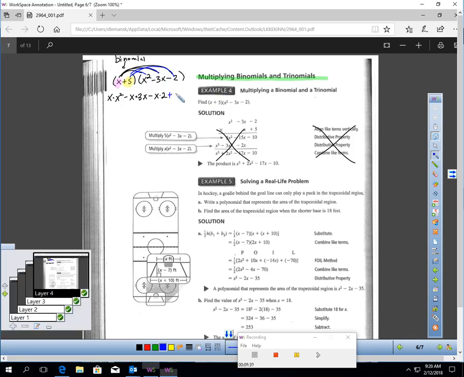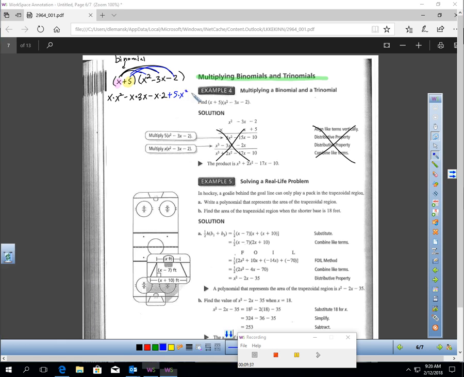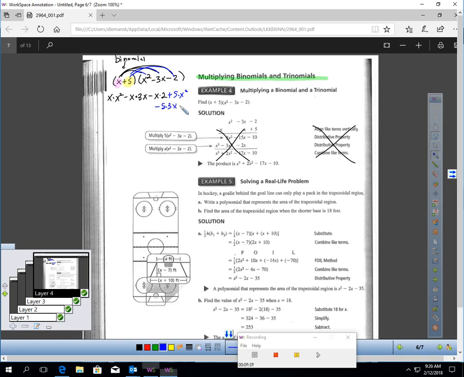5 times x squared is positive 5 times x squared. Running out of room here. 5 times negative 3x is negative 5 times 3x. And then 5 times negative 2 is minus 5 times 2. Now let me simplify all this. X times x squared is x cubed. X times negative 3x is negative 3x squared. X times negative 2 is negative 2x. I have positive 5x squared. Negative 5 times 3x is negative 15x. And negative 5 times 2 is negative 10.